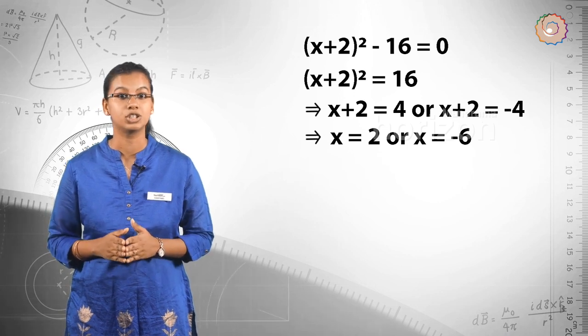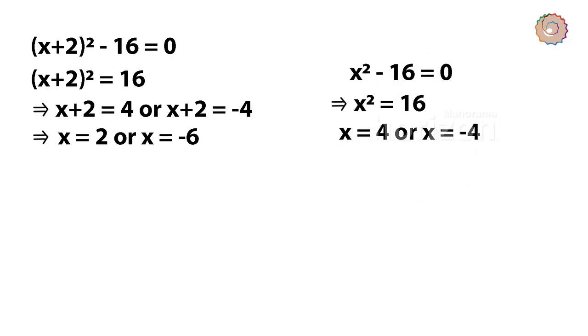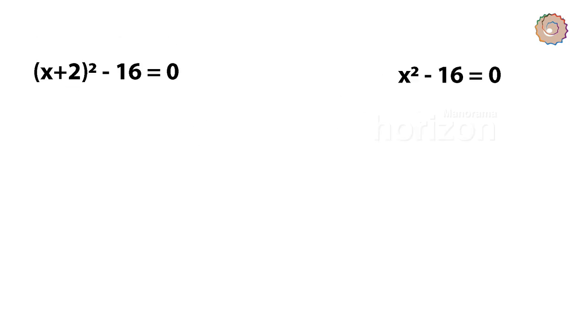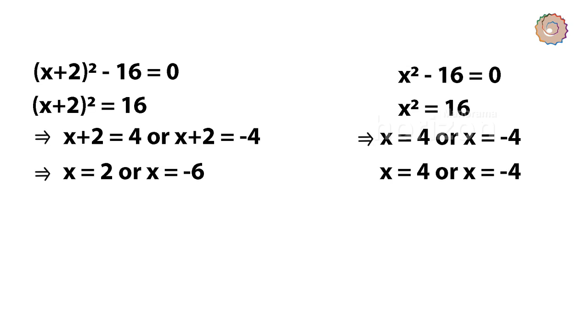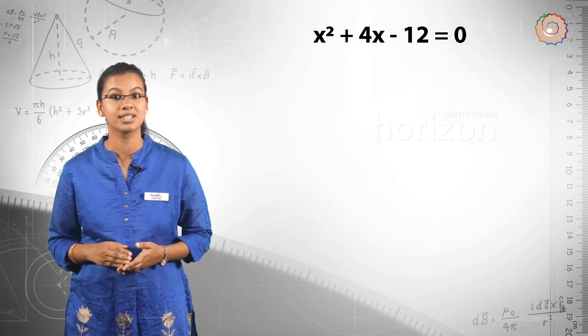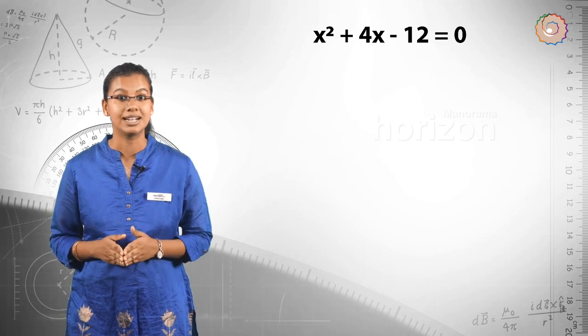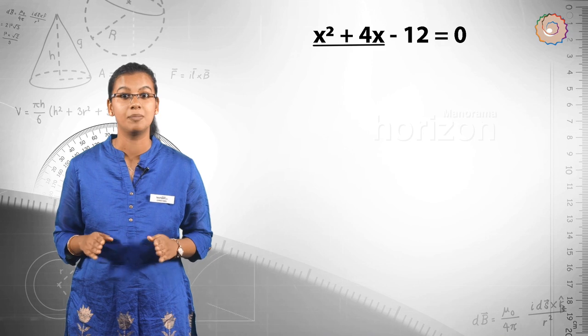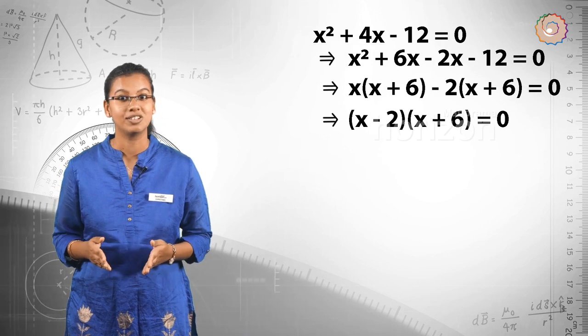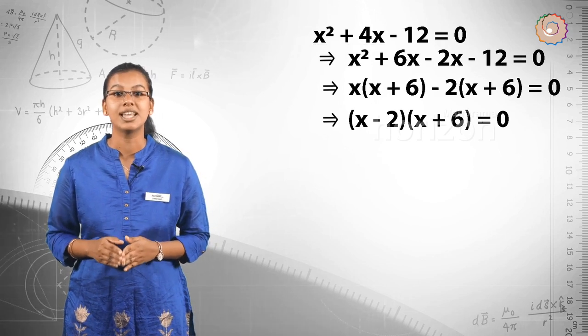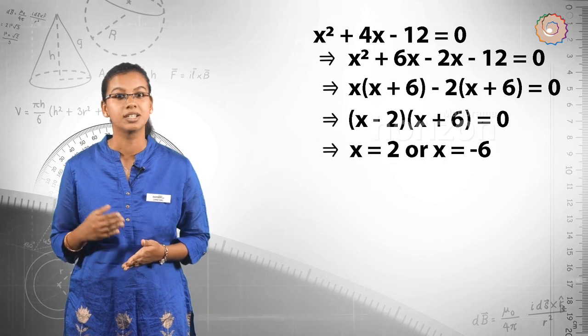Now, have you given a thought to why we are able to solve these two equations easily? It is because the term containing x is completely inside a square, and the roots were easily found by taking the square roots. Now, check the quadratic equation x square plus 4x minus 12 equal to 0. In this equation, the term containing x is not inside a complete square. So, let's solve this by factorization. We get the solution as 2 and minus 6.